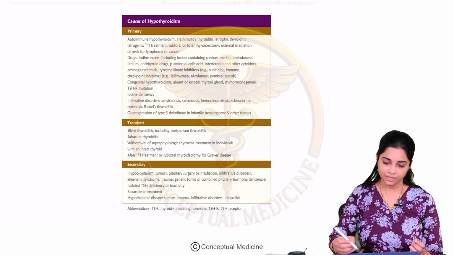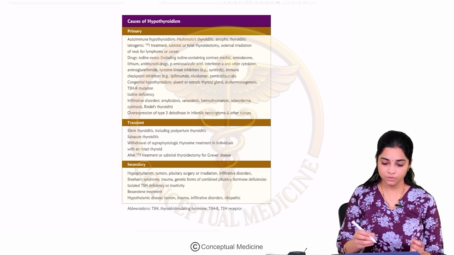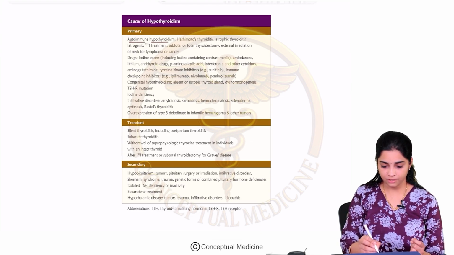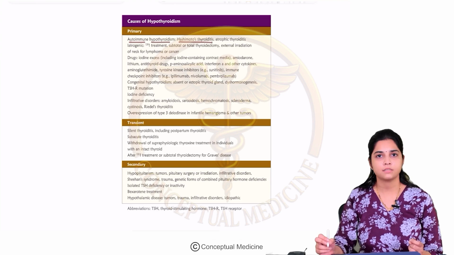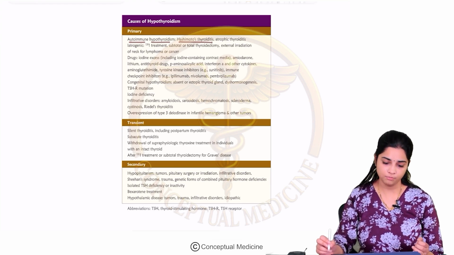So let us look at primary hypothyroidism. The most common cause of primary hypothyroidism is your Hashimoto's thyroiditis. Hashimoto's thyroiditis is nothing but your autoimmune thyroiditis. In the olden days, it was iodine deficiency, but now it is Hashimoto's.